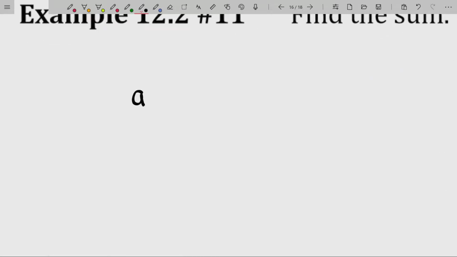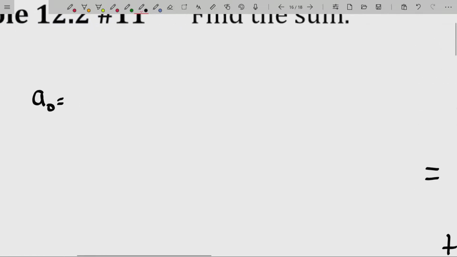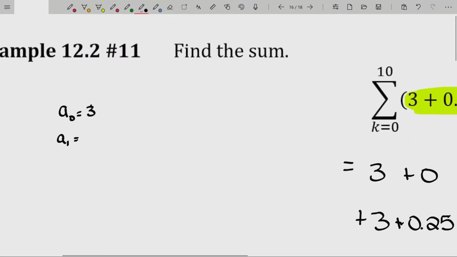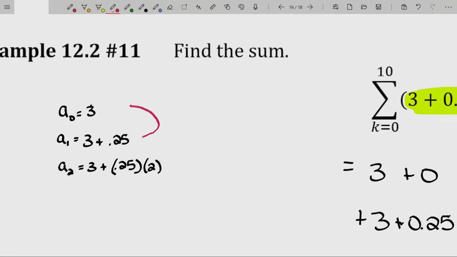I'll say a sub 0 is equal to 3. A sub 1, I started at 0 because they forced me to start at k equals 0. A sub 1 is equal to 3 plus 0.25. A sub 2 is equal to 3 plus 0.25 times 2, and so on and so forth. So I happen to know each time I'm just adding a quarter to get to the next value in line, right? So this is definitely arithmetic.